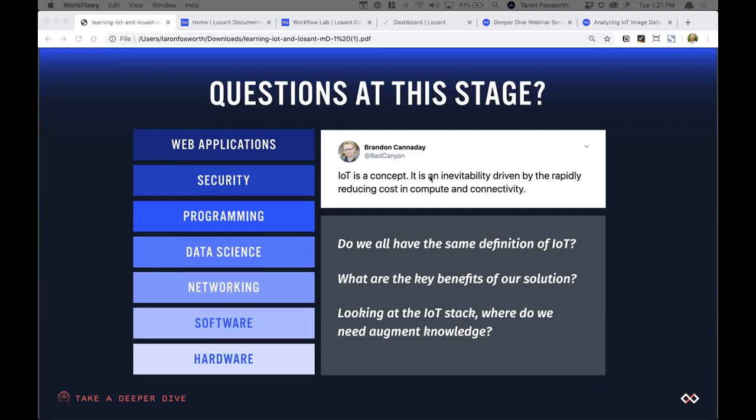Next, what are the key benefits of our solution? Well, once we understand the key benefits, now we can understand, well, this technology stack, since it can be applied in so many different ways, well, let's talk about the best way to get the benefits that we want. And lastly, by looking at this stack, it's very clear where we need to augment knowledge. So for example, when I joined Losant, I was very strong in the web application space, security and programming, but the hardware and networking were areas that I quickly did a lot of research and learned on. And having a stack like this would have helped me identify that that's what my focus area should be a long time ago.